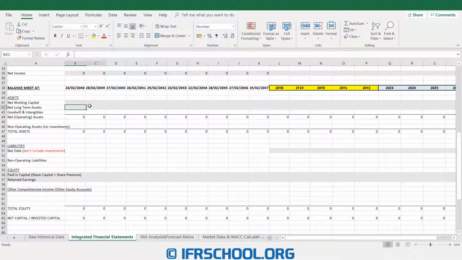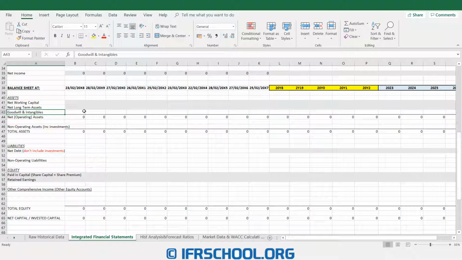The changes between these level of assets are what we need to calculate free cash flow. We will extract the changes between the years at a later stage. The next line is goodwill and intangible assets.